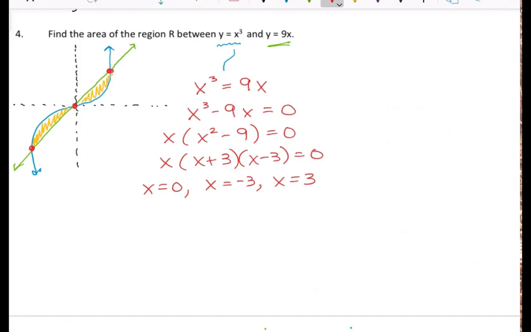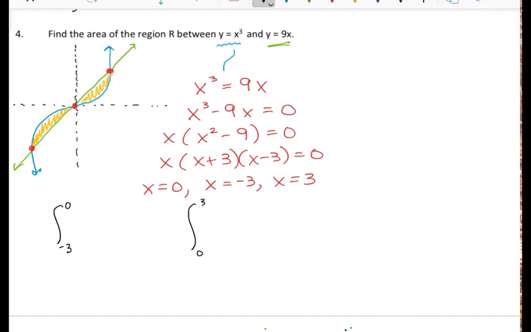So here's your first hint that I've got two areas that are bounded by these two curves, and that's that I have three separate limits of integration. So the only way that I can get those in my integrals is to set up two separate integrals. So the first integral is going to go from the smallest value to the next value, so negative 3 to 0. And my second integral is going to pick right back up at that 0 and then go to the largest limit of integration, which is 3.